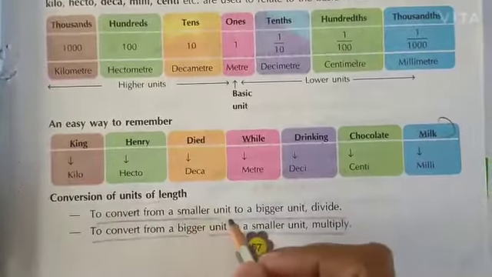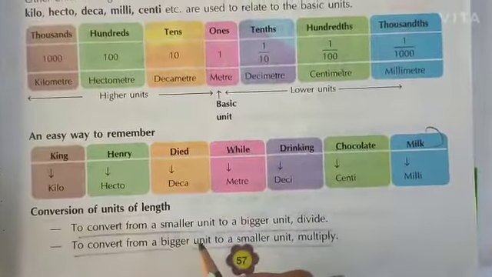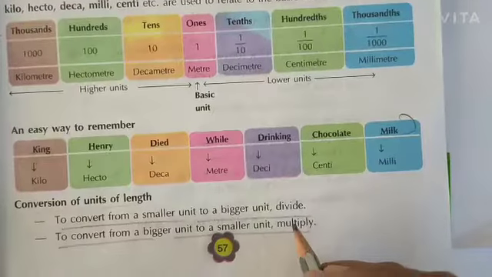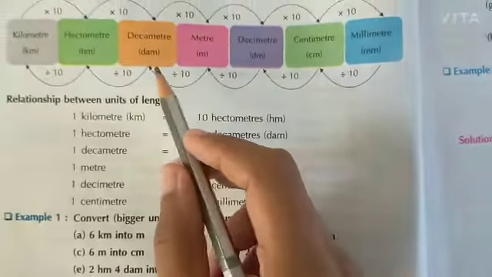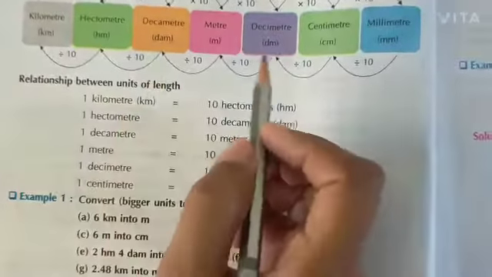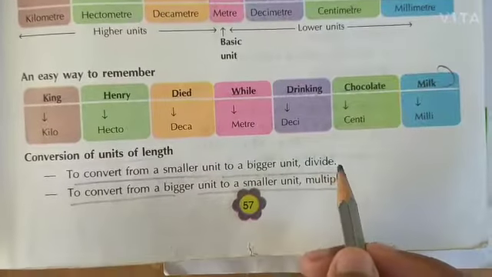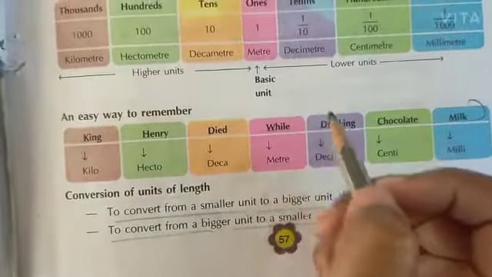Now conversion of units of length. To convert from a smaller unit to a bigger unit, divide. To convert from a bigger unit to a smaller unit, multiply. Now let us learn this with the help of this table. So here clearly you can see this. Here what we have learned: to convert from a smaller unit to a bigger unit, divide. That is, when we convert from a smaller unit to a bigger unit, we divide.